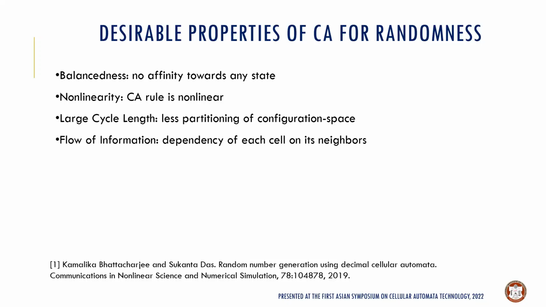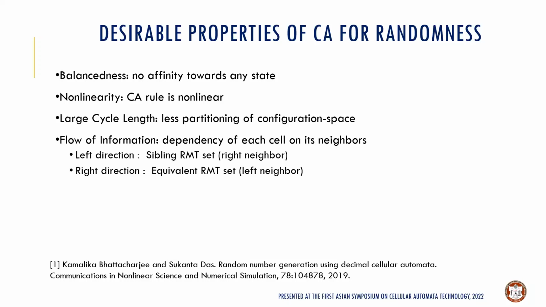And then the last property is flow of information, which is very important to ensure that the CA is a good contender for randomness. It is the dependency of each cell on its neighbors. This ensures that if we change the value of any of its neighboring cells, then that information will traverse to the next cell in the neighborhood, and it will be propagated through the time steps. How can we measure that?